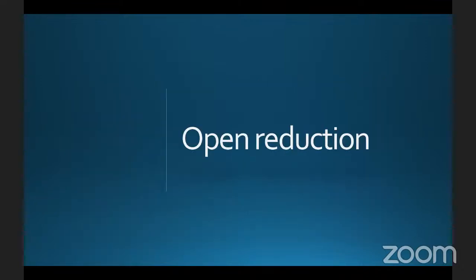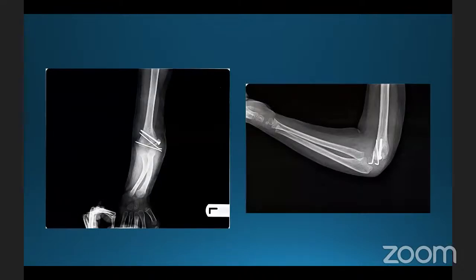Then we did open reduction using 1 screw and 2 K wires, and drilling was done to stimulate the bone formation.